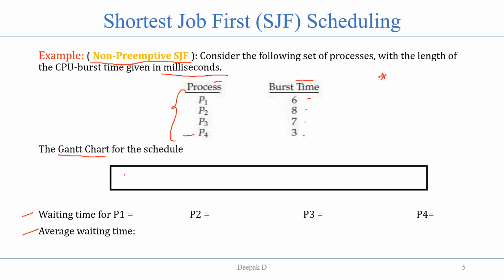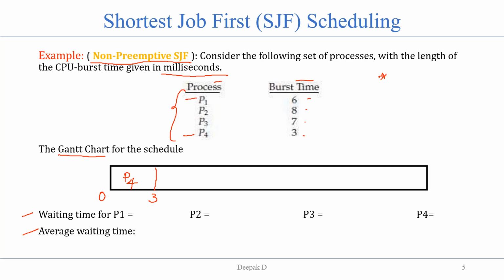So I can write, this process is executed first because it has the smallest CPU burst cycle. So it starts at the 0th millisecond and ends at 3. As it is non-preemptive, which means that until the process completes, the CPU is not given to the other process. So the next, which has the smallest burst time, is P1.